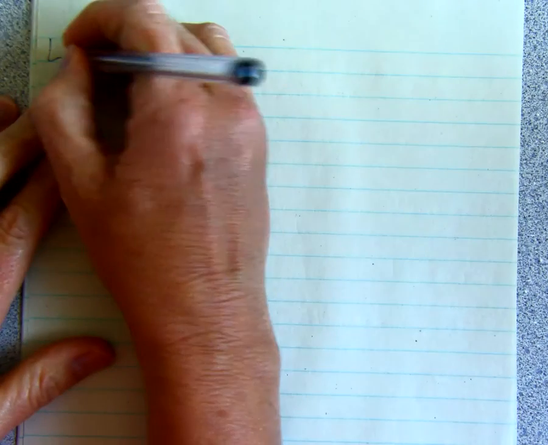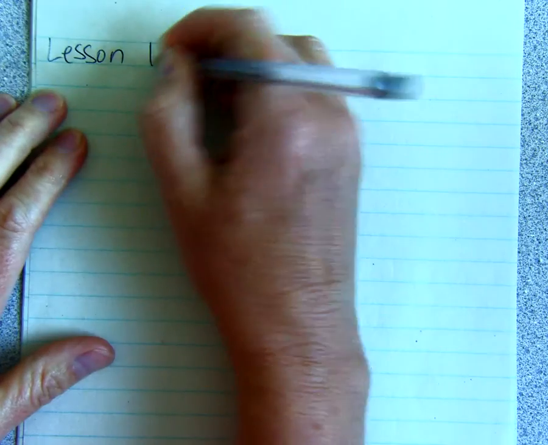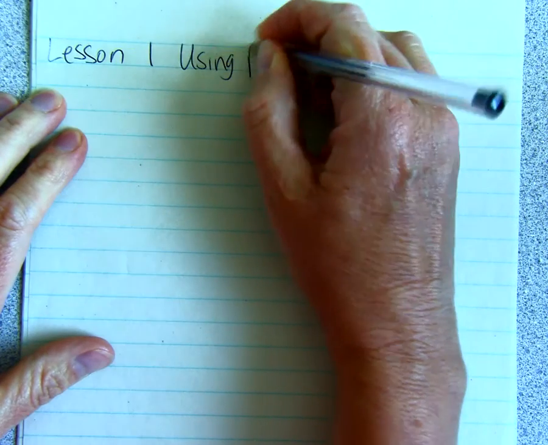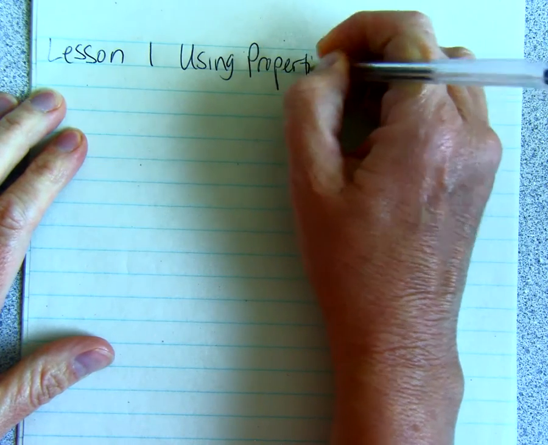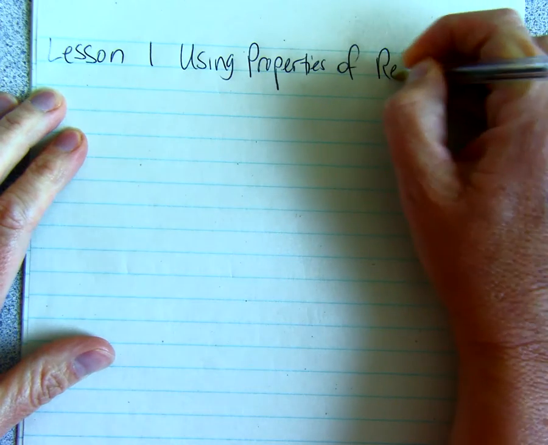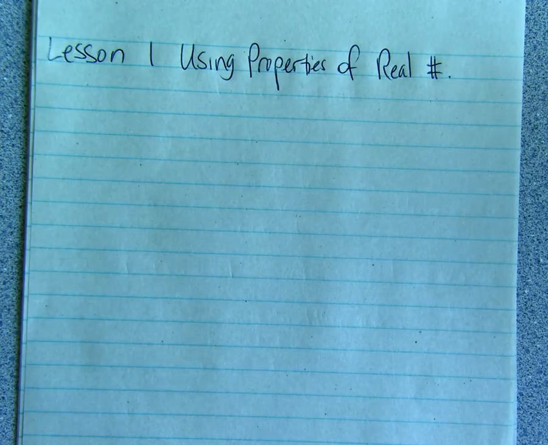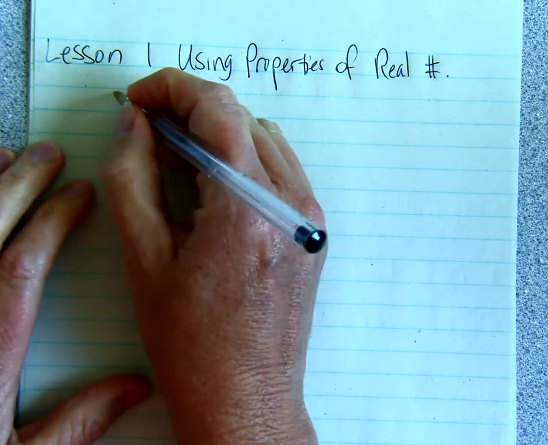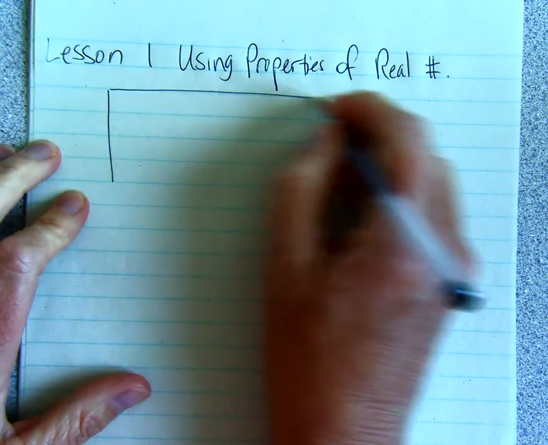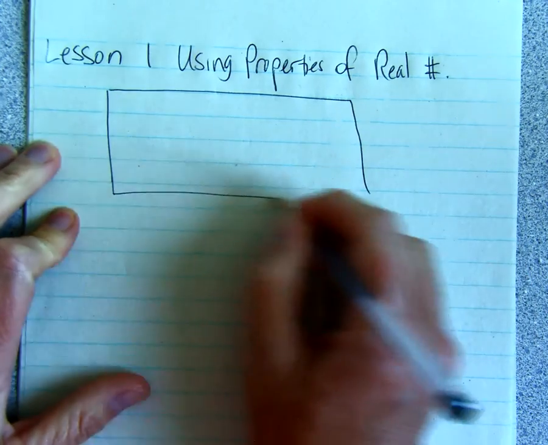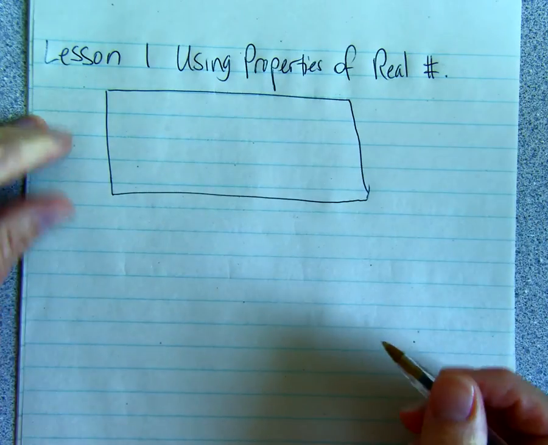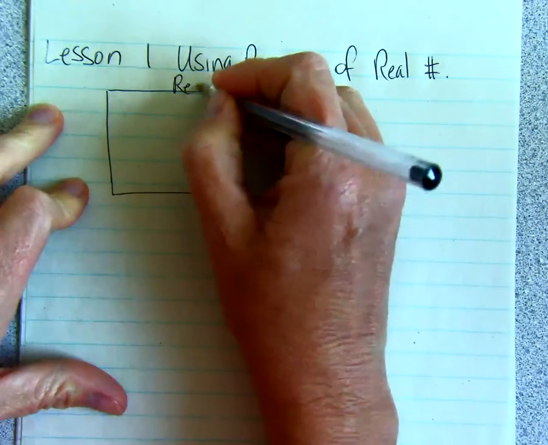Lesson 1, using properties of real numbers. So first we're going to go over the real numbers and the different collection of numbers that are found in the real numbers. If we were to draw a Venn diagram, this whole entire box is all the real numbers.